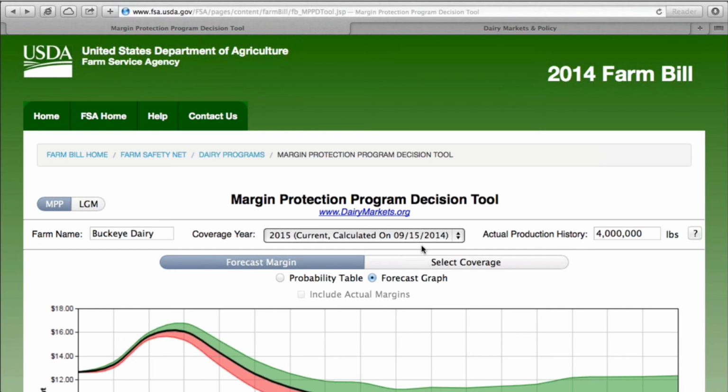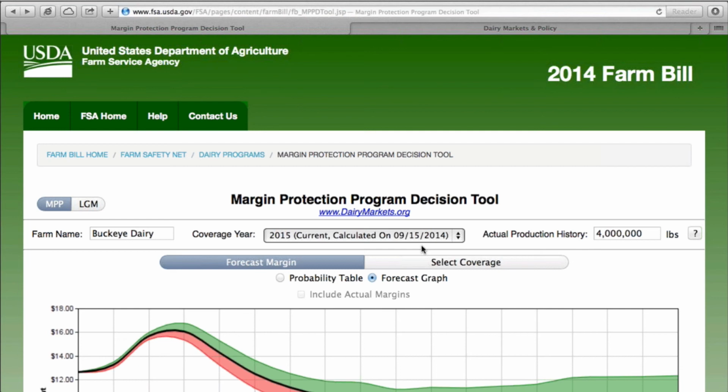Will premiums for coverage be paid to FSA office by the farmer? I believe the answer is yes. Now, I have heard from FSA folks that there may be consideration in future years to maybe have the premium deducted right away from the milk check.